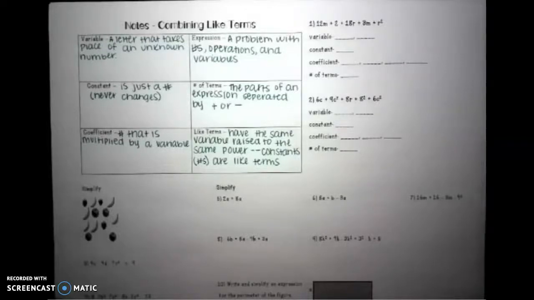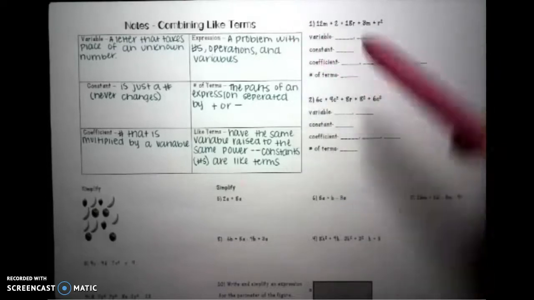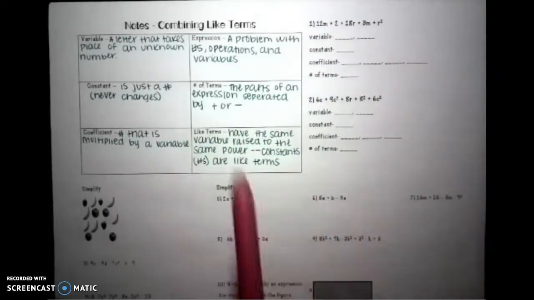Hey guys, so today we're going to be working on combining like terms. So the first thing that I'd like you to do, let's go ahead and get our vocab copied down, and I want you guys to become familiar with it. You're probably going to need to pause this video so that you can get that done. All right, so now that we've gotten all of our vocabulary written down, let's delve into what this actually means, and let's really start to apply it.